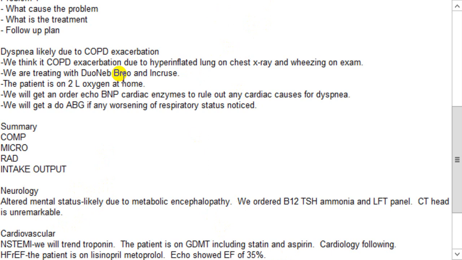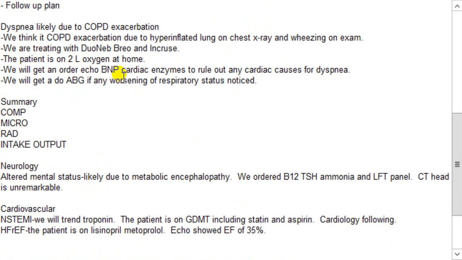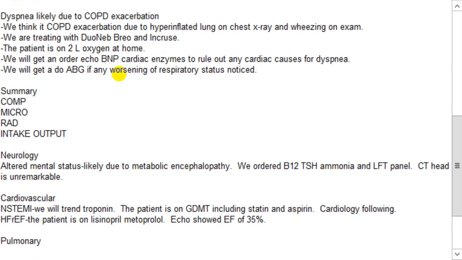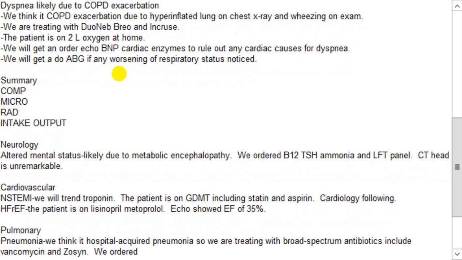Next paragraph, pulmonary. Next line, pneumonia, hyphen, we think it's hospital acquired pneumonia, so we're treating with broad spectrum antibiotics, including vancomycin and Zosyn. We ordered Legionella, strep pneumo, and sputum culture. Blood culture is pending as well.